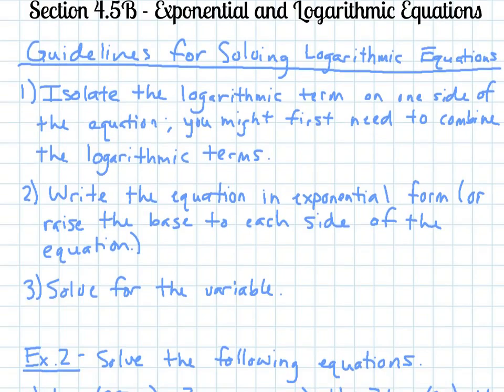So, we want to isolate the log term on one side. You might need to combine, so if there's multiple logs, on either side or on the same side, you need to combine them so that they're just one single log. And then from there we can rewrite our equation into exponential form, or you kind of raise each side to a base or to a power. Then we want to solve.